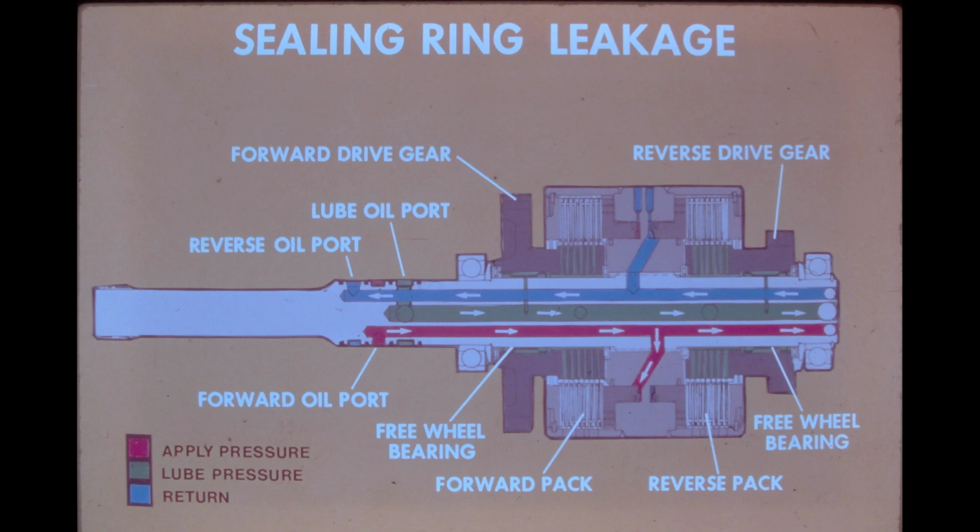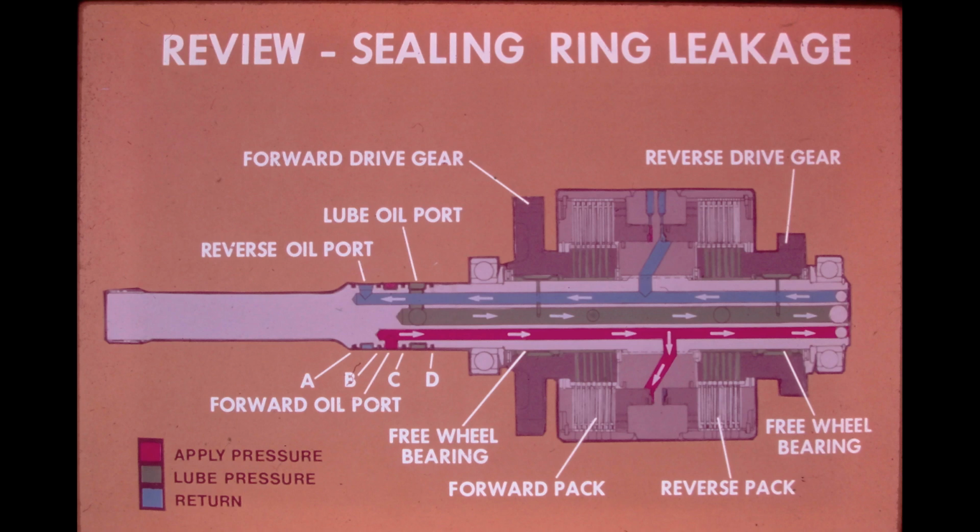Four sealing rings are used to separate the oil supplied to the annular grooves at the end of the directional clutch pack shaft. A few questions follow, which will check your knowledge of problem diagnosis in this area. Stop the tape while you are answering the questions.